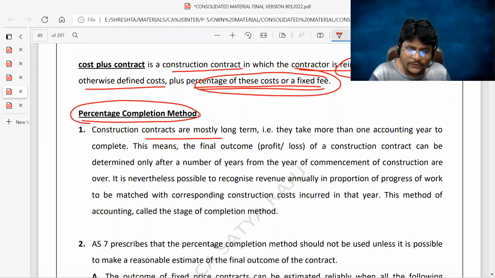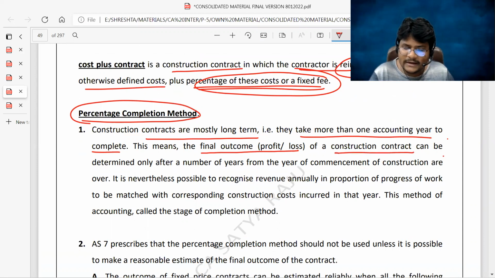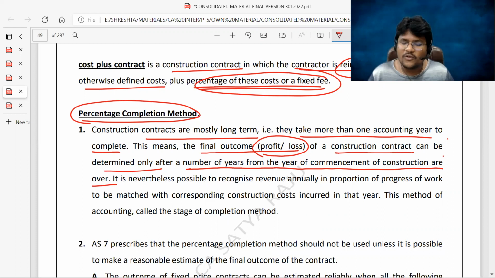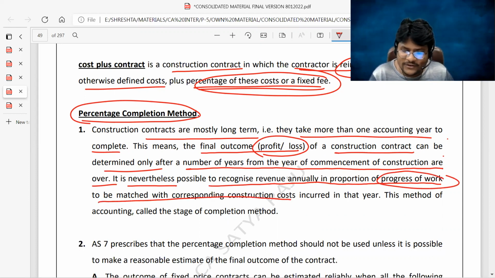Construction contracts are mostly long term. That is, they take more than one accounting year to complete. This means the final outcome, profit or loss of a construction contract, can be determined only after a number of years from the year of commencement of construction are over. That means simply at the end of the construction only, you can really know whether you derived profit or loss from such contract. It is nonetheless possible to recognize the revenue annually in proportion to the progress of work, to be matched with the corresponding construction cost incurred in that year.